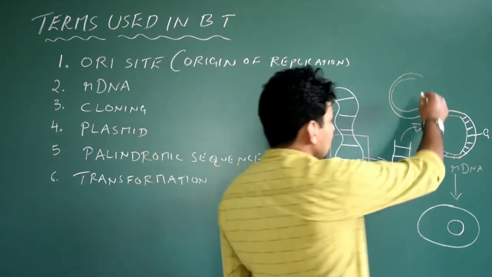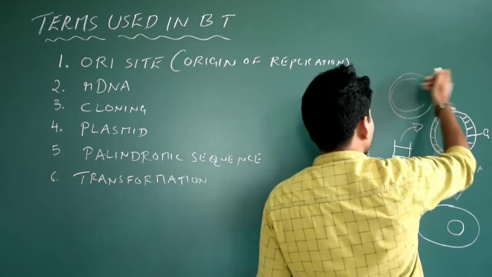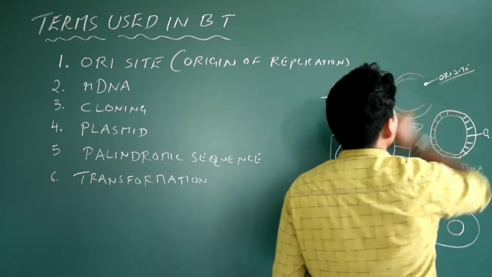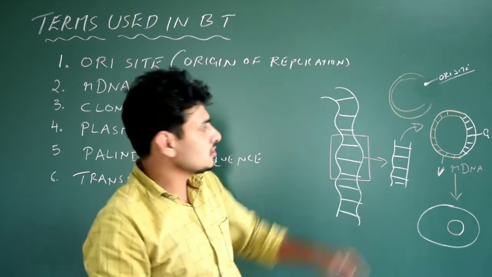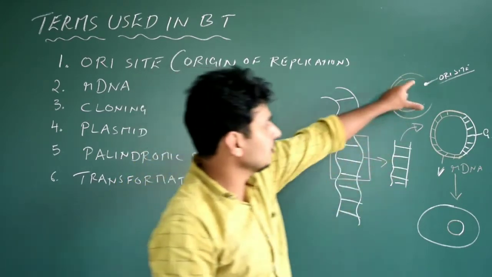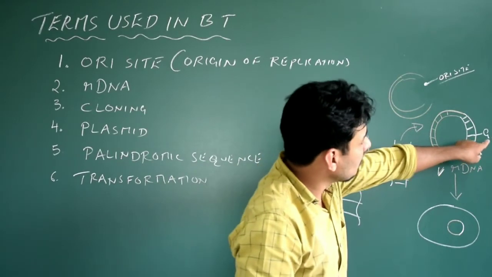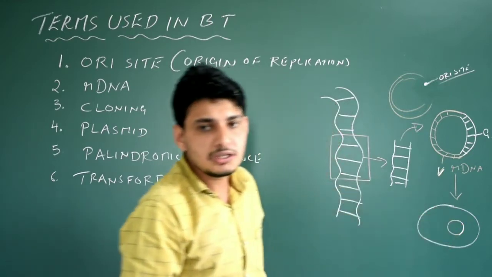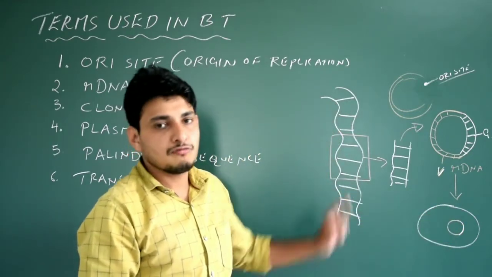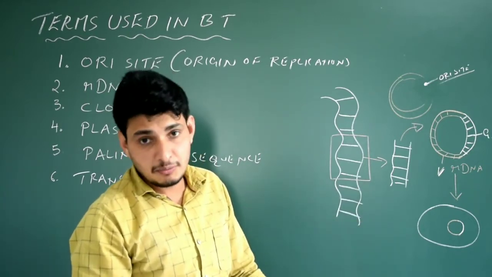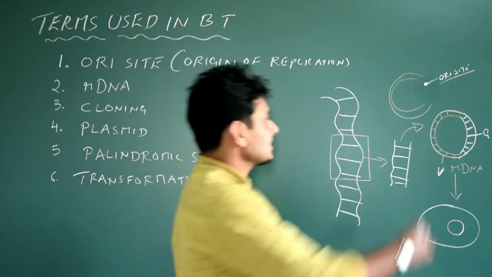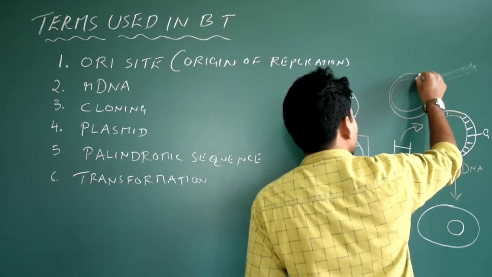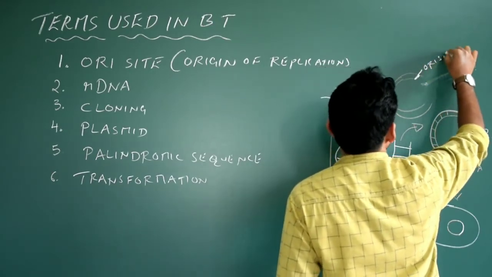Suppose, when I remove this piece from the vector, earlier there was a site which is actually the ORI which was deleted. For example, during the process, I have removed this ORI site along with that piece. Even after that, I insert the gene of interest into this vector and insert it into the host organism. Do you think that replication is possible? No. So for the replication of the recombinant DNA, what is important? It should have a site, that is the ORI site. That means I should be very careful when I cut this vector. Exactly here I need to leave the ORI site.